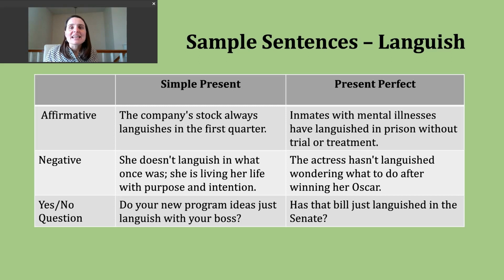Okay. Now let's talk about negative present perfect. Like the pattern we've been observing here, we start with our subject. Okay. Then we use have or has, depends on what that subject is. Then we use not, and then the participle form of the verb. You might also hear haven't and then the participle, or hasn't and then the participle. Okay? An example here. The actress hasn't languished wondering what to do after winning her Oscar.